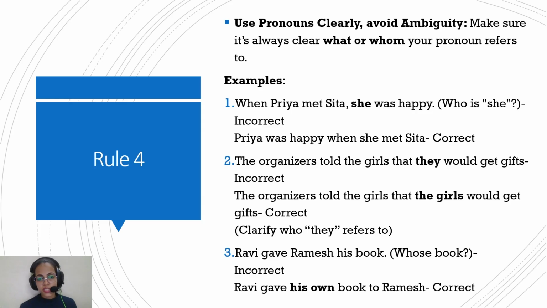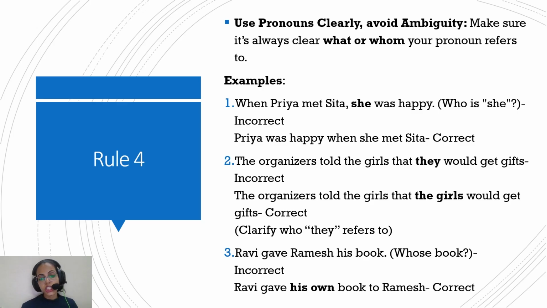For the second example, the organizers told the girls that they would get gifts. Now who would get gifts? Organizers or the girls? So, the organizers told the girls that the girls would get gifts. Now it is clear that the girls will be the ones receiving the gifts. So you have to clarify who they is in the incorrect statement. You should use the girls, so we understand who is being talked about.